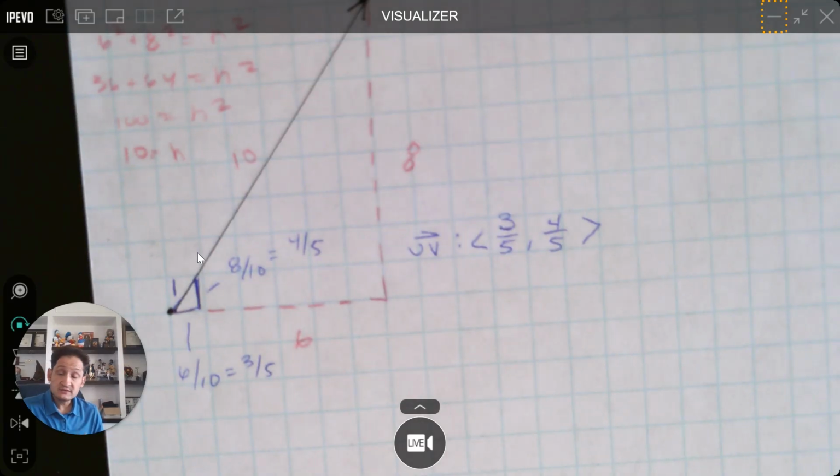Again, same ideas. That's a similar triangle thing. I just took every side, divided by 10, because 10 was the magnitude. If the magnitude was 20, I divide everything by 20. If the magnitude was 4, divide everything by 4. If the magnitude was 1, you wouldn't do anything because it's already a unit vector. That's it. Just divide by the magnitude. You have your components, divide by the magnitude.